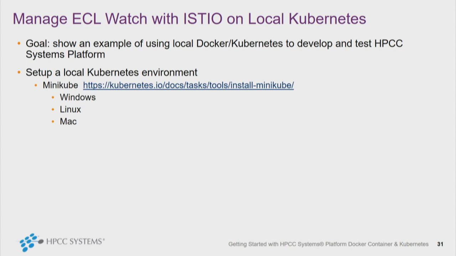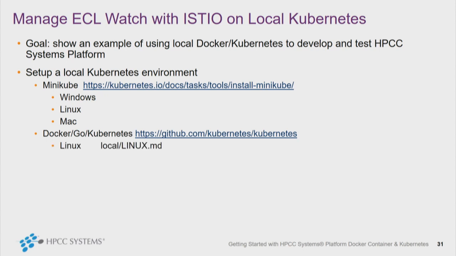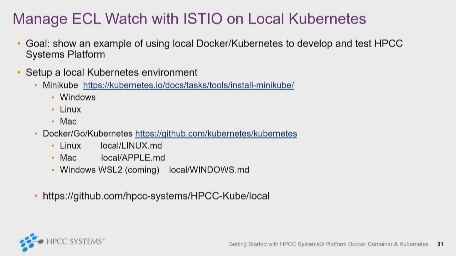The other popular method is to install Docker, Go, and the Kubernetes source code, and then compile it. You can do that on Linux. That is the one we will use. And then on Mac, and in the future, when Windows Subsystem for Linux 2 is available, you probably can do that. And yeah, here is our repository information for the local deployment.